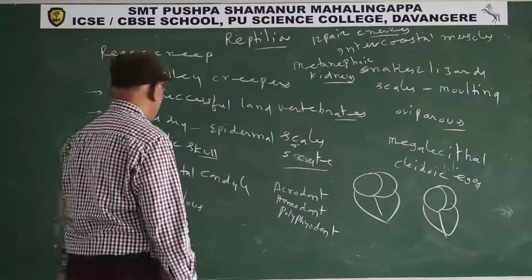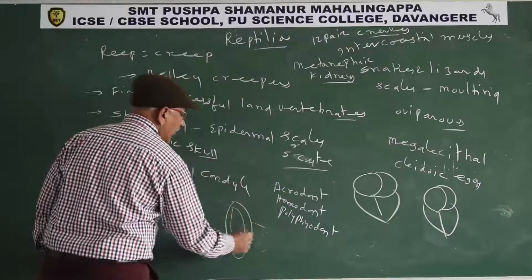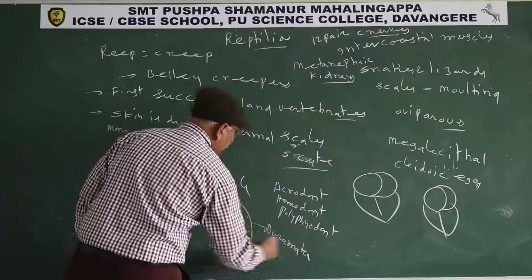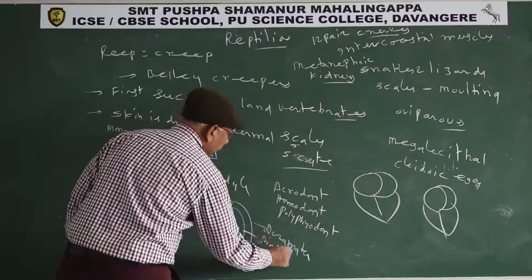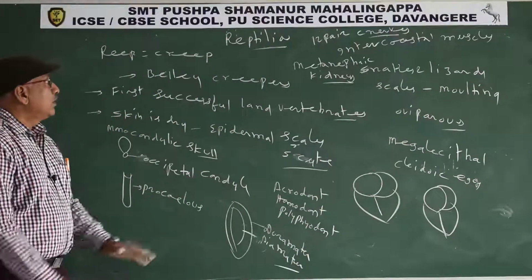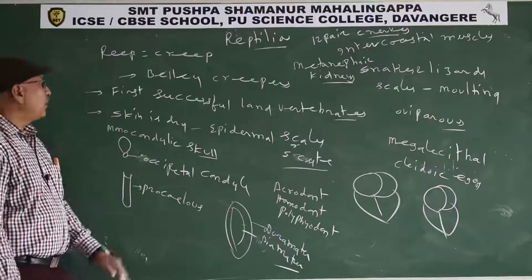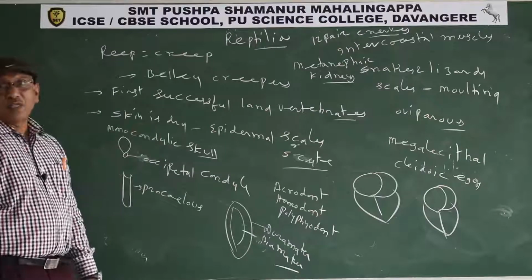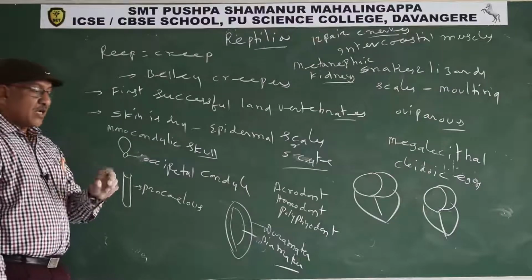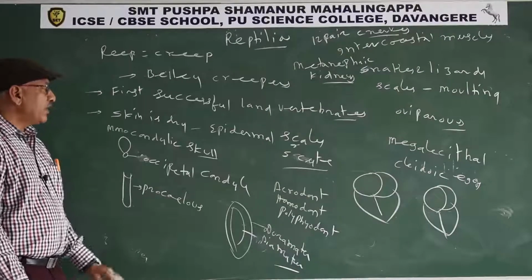Two meninges. The central nervous system is protected by two meninges: outer dura mater, inner pia mater. Reptiles are belly creepers; they creep on the substratum with the help of the belly. First successful land vertebrates. Skin is dry, cornified. Cornified means covered by a horny layer. Body is covered by epidermal scales or scutes.